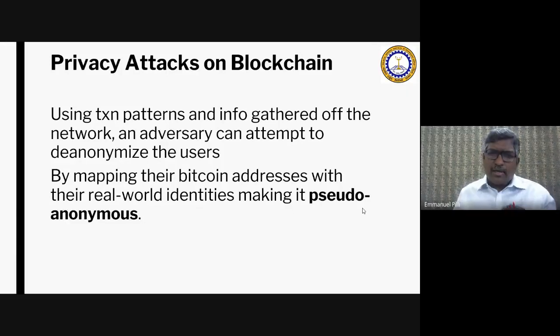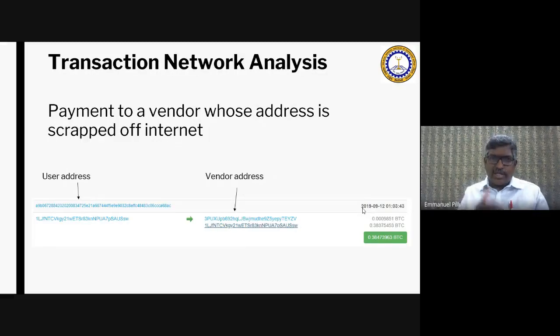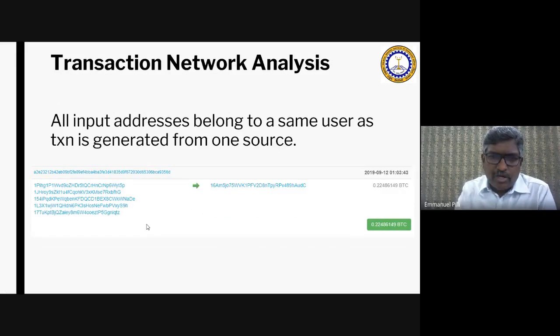So maybe you can try to look at which country, which place these transactions are coming from and going to. Based on their physical addresses, you can try to make it pseudo-anonymous. So you can try to get some part of it as an address. So similarly, you have this transaction network analysis. You see the user's address, you see the vendor's address. So, you know, all these transactions are usually available, and you can easily find out from where to where these transactions are being done.